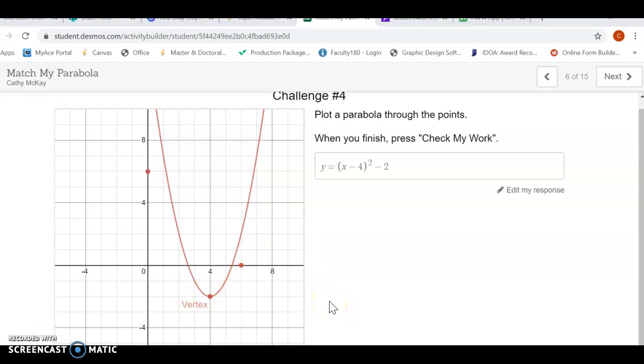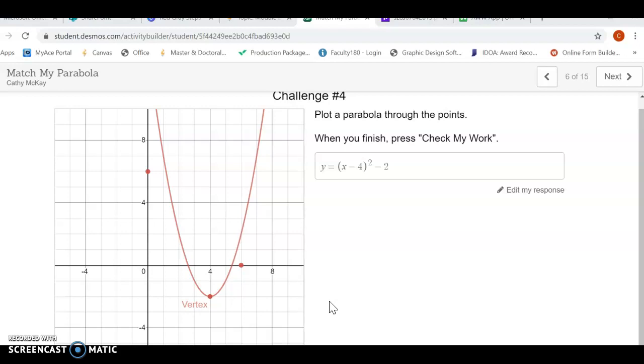So as I notice, it goes through the vertex fine, but notice those other red points, those are not there. So as we've done in the previous challenges, this makes a U, but we need to make it larger.